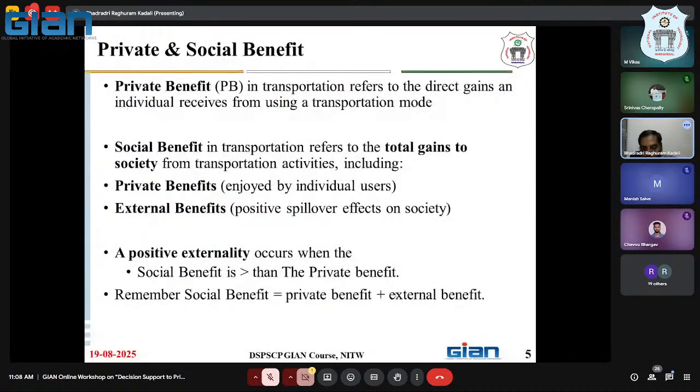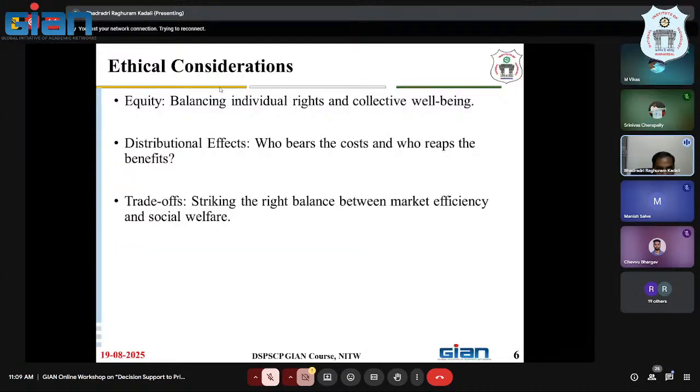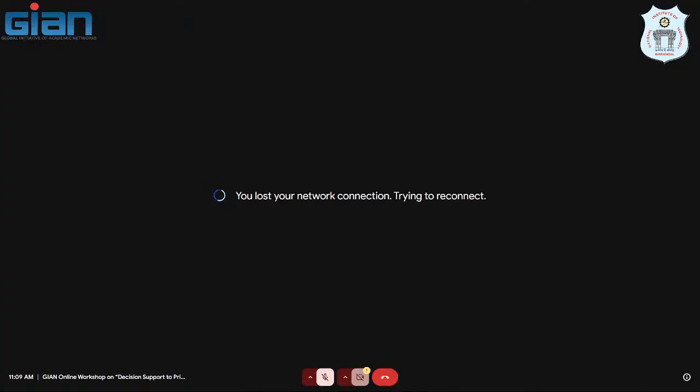So no one is addressing when the social benefits are equal to the private benefits. The total external benefits are zero, which means the individual is getting the benefit, maybe as a saving of their travel time. We consider projects in terms of equity, that is, balancing the individual rights and the collective well-being. So that's the reason the equity of projects is very, very important.